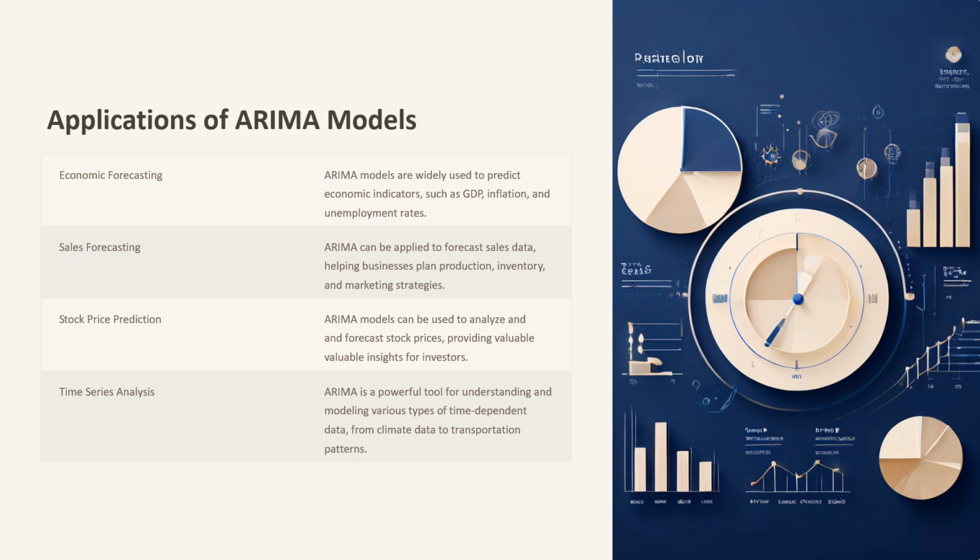Okay, in the last slide, I will teach you about the applications of the ARIMA model. Number one, we can check economic forecasting. In economic sectors, ARIMA models are widely used to predict economic indicators such as GDP, inflation, and unemployment rates. Number two, sales forecasting. ARIMA can be applied to forecast sales data, helping businesses plan production, inventory, and marketing strategies.